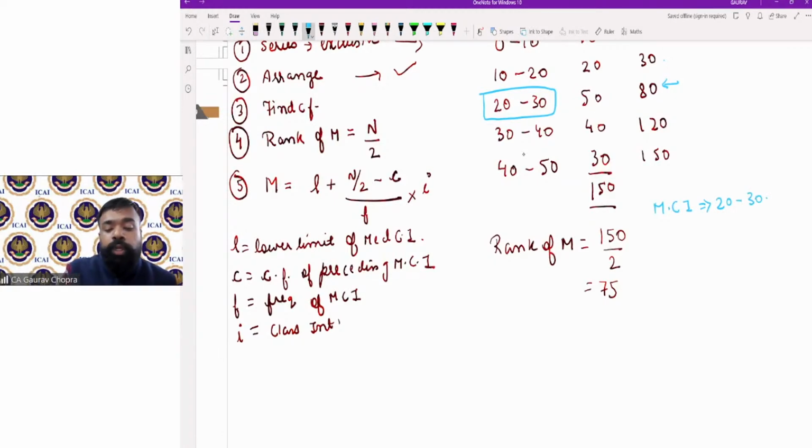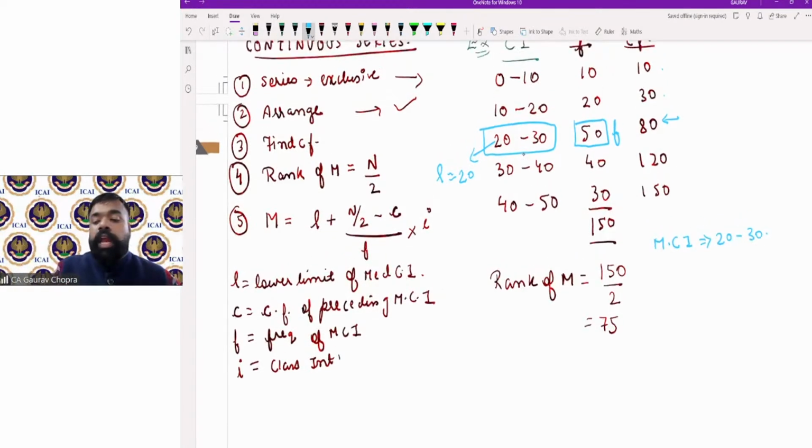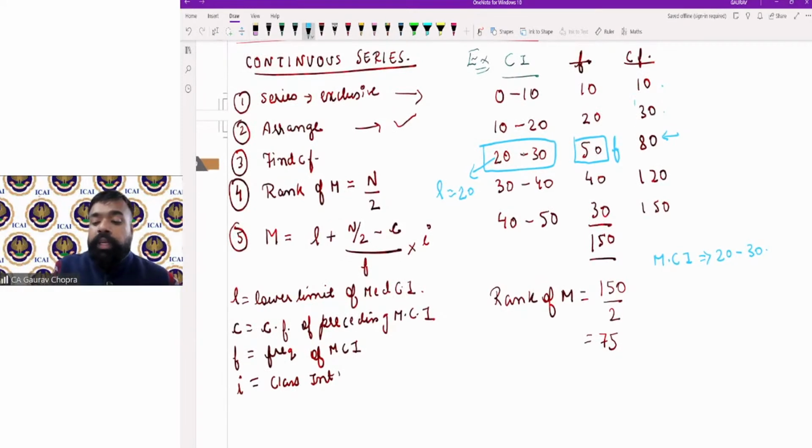Now, according to formula, what is the requirement? Lower limit. So here you can see that lower limit is 20. 50 becomes the frequency. And इस interval के ऊपर वाला CF, this is known as C. इसको हम क्या बोलेंगे? C. And what is I? Gap of 20 and 30. कितना gap है दोनों में? 10 का. So I will be 10.